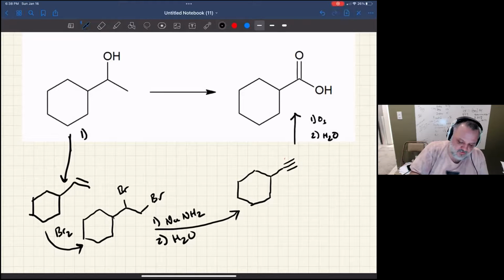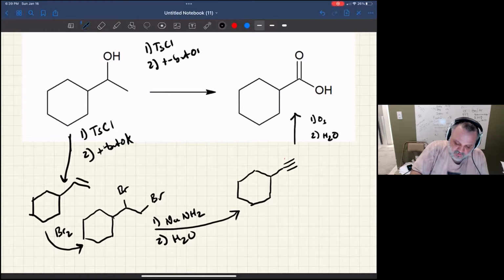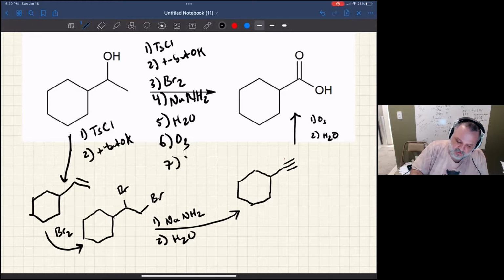I have to make the OH into a different leaving group by using tosyl chloride, turn it into OTs, and then I can eliminate with t-butoxide. Okay, so what are all the steps here? So 1 is TsCl, 2 would be tert-butoxide, 3 would be Br2, 4 would be sodium amide, 5 would be water, 6 would be O3, and 7 would be H2O.